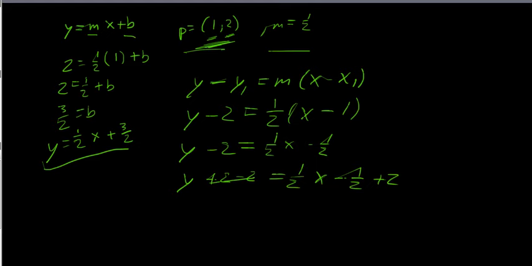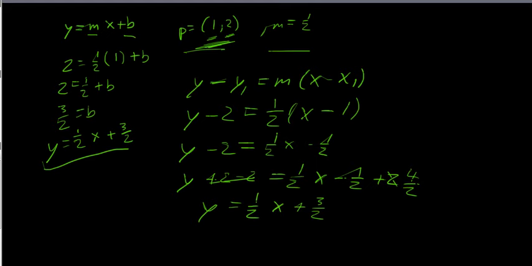But we want to make that 2 have a common denominator here, so this is going to be 4 over 2. So then we have 4/2 and a negative 1/2. So then what we wind up with is y equals 1/2 x plus 3/2.